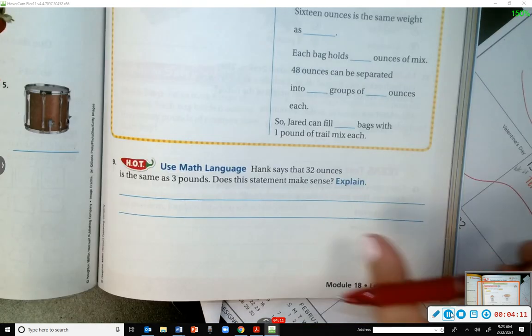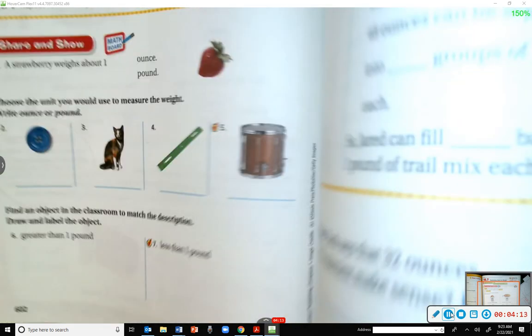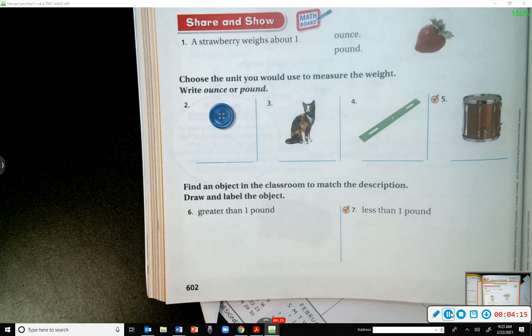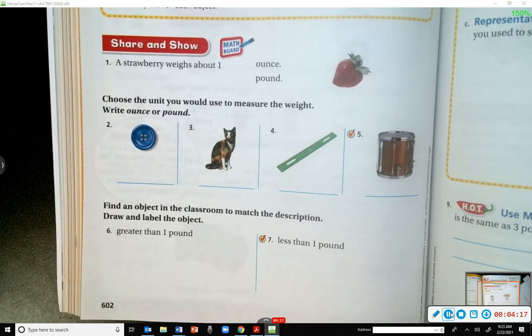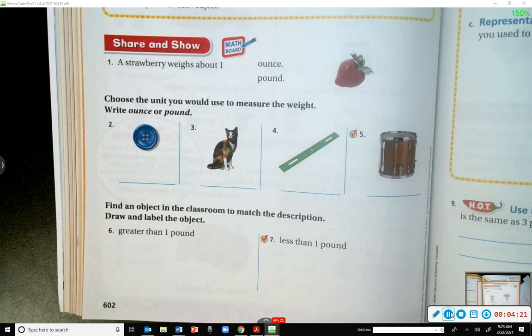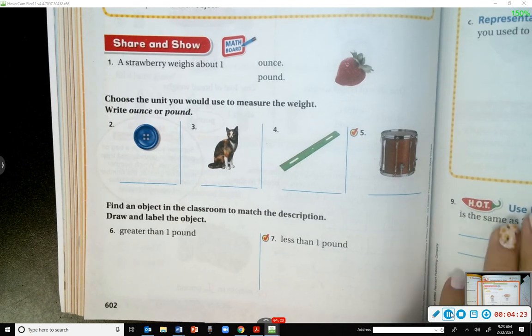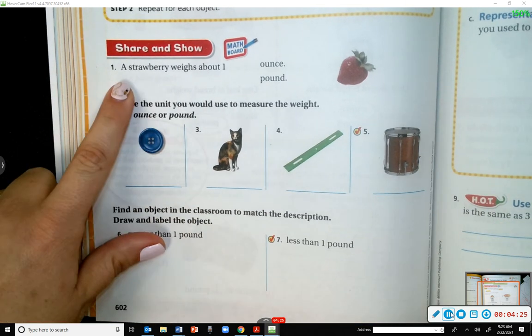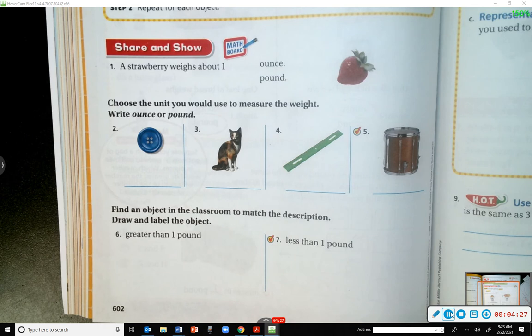Now go ahead and flip the page to page 602. We're not going to actually weigh anything today, so we're going to skip down to where it says share and show. A strawberry weighs about 1 ounce or 1 pound. What do y'all think? 1 ounce. Good.